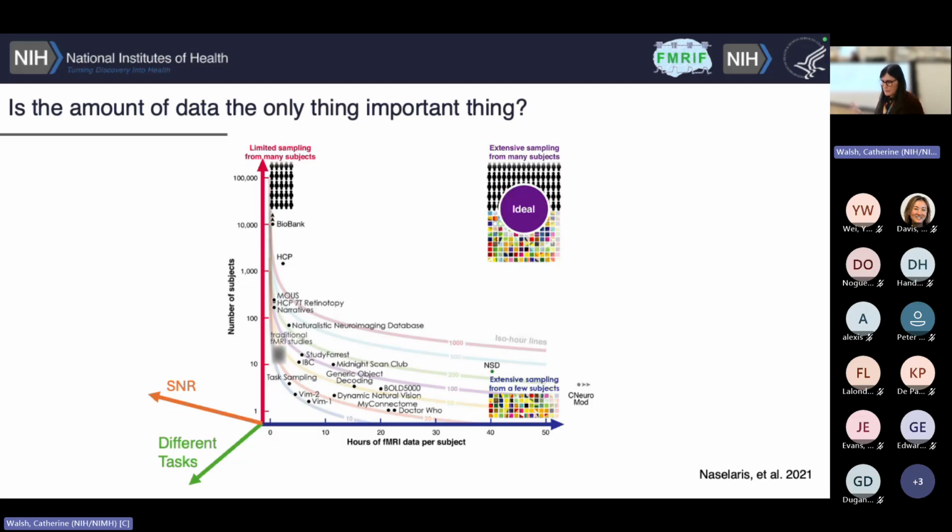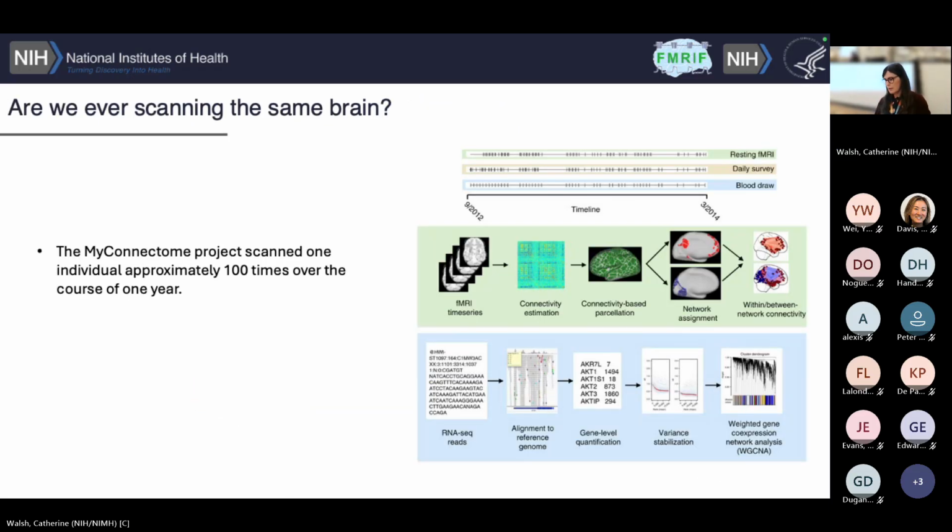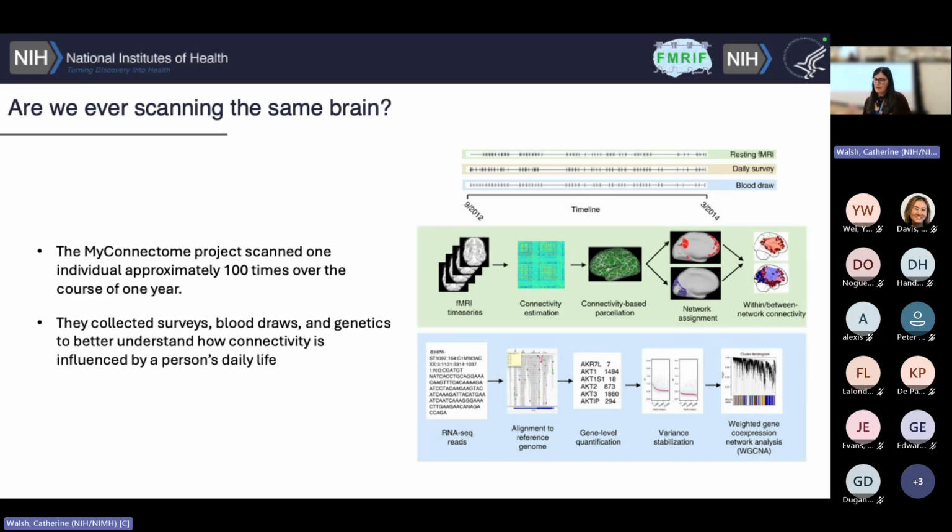Okay, there's one last section of examples that I'm going to show, and then I'll be pretty close to done. But I also want to talk a little bit about, you might want to look at changes to the same brain over time. So as one example of this, I'm going to talk about the My Connectome project. This is actually just one individual. This entire data set is just one person. He was scanned over the course of a year approximately 100 times. And importantly, they collected a lot of different data to try to understand and explain why resting state data and connectivity measures might be changing over that time in that individual.